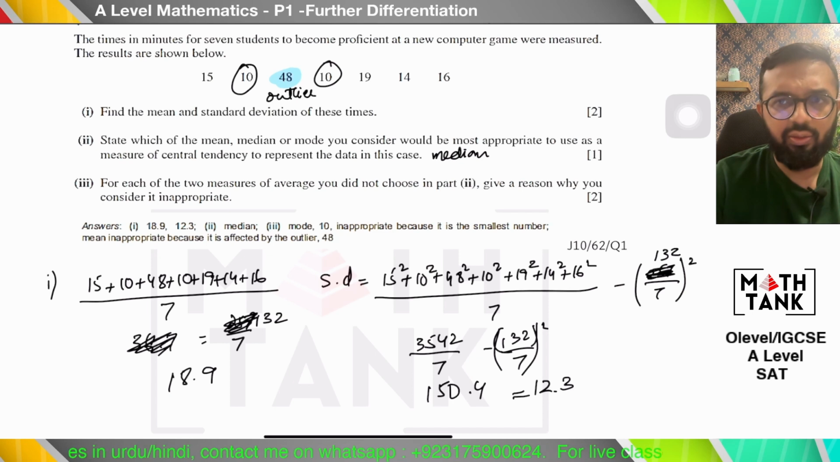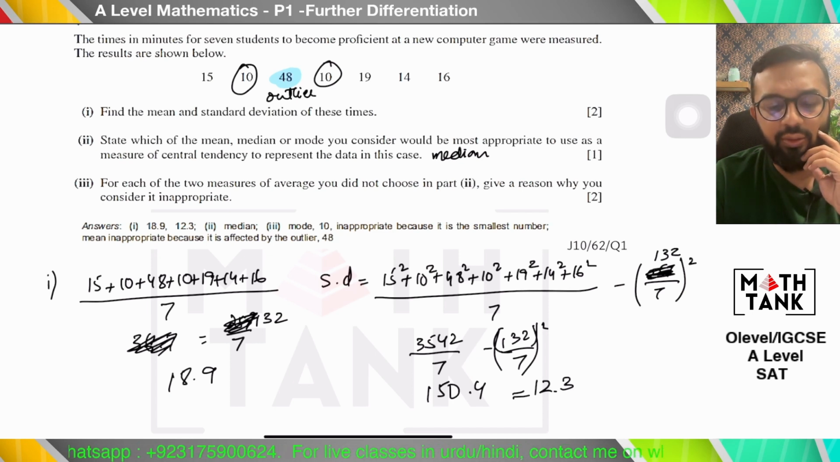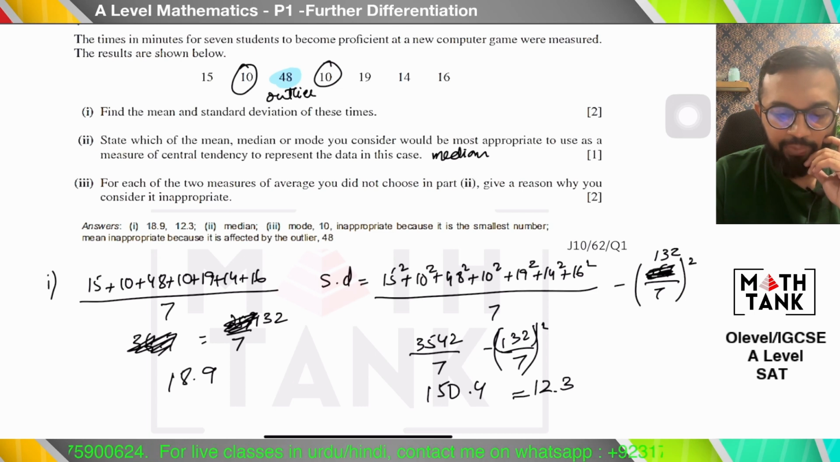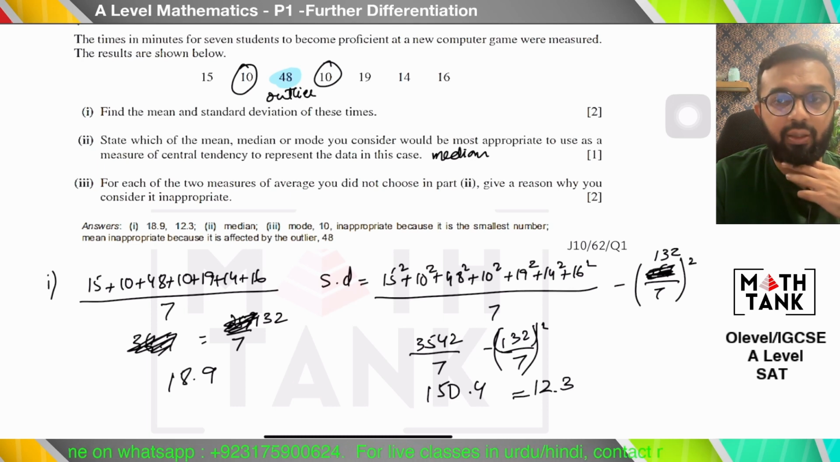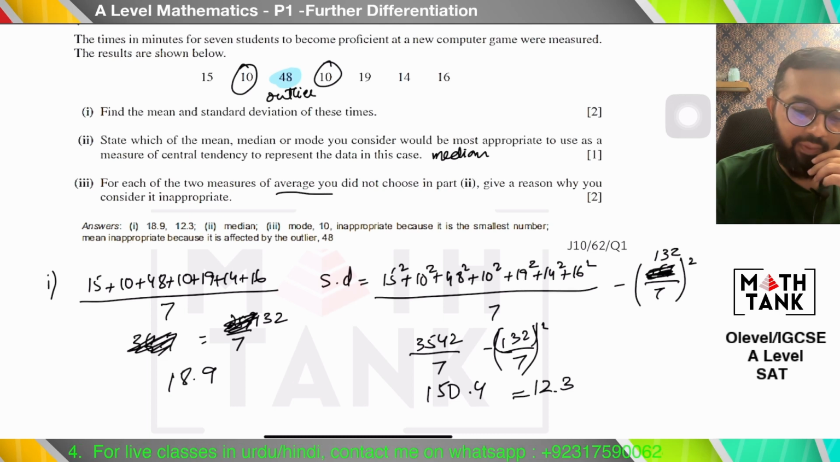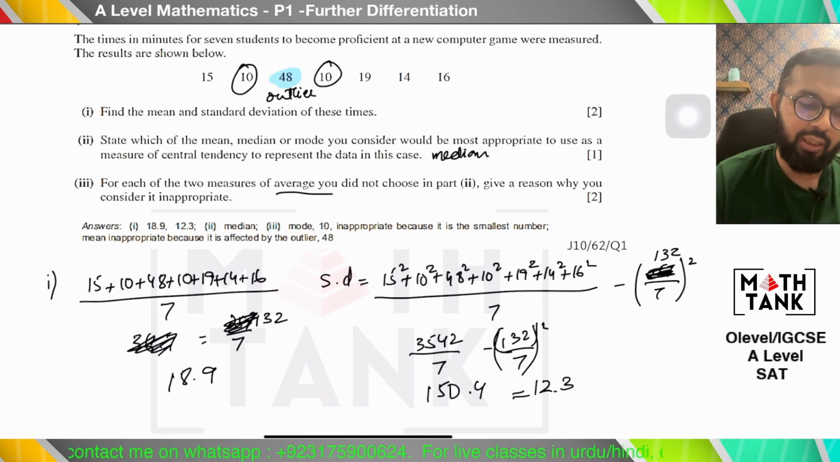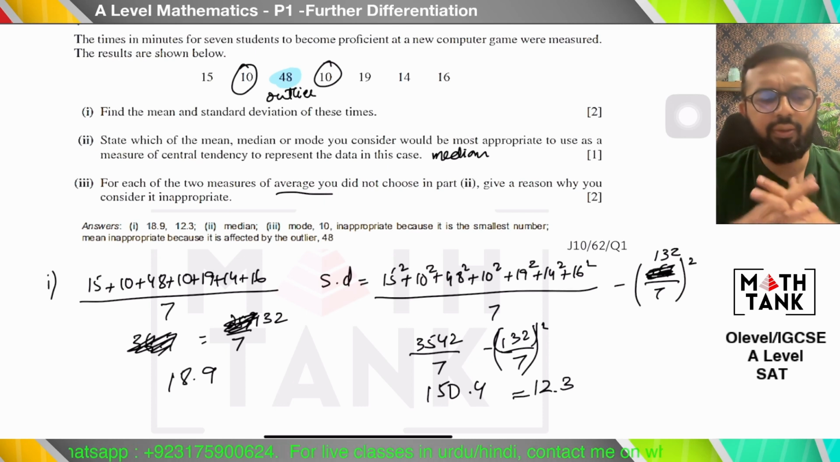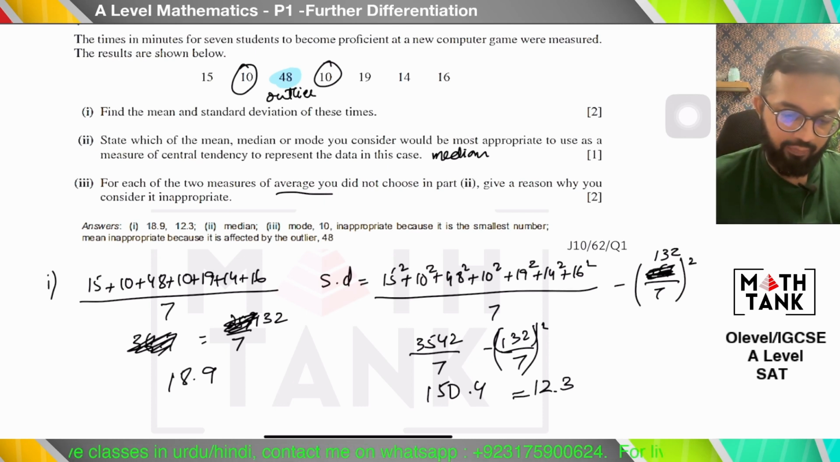This is coming up in the next chapter. It's in a lot more detail with a lot more examples in the lecture, so you can watch that. So I'd use the median because it's not distorted by outliers. The mean is affected by outliers, and the mode is the smallest value. For each of the two measures of average you did not choose in part one, give a reason why you consider it inappropriate. That is what I already told you. I think I answered the third question in the second question only. You can read it out from here.